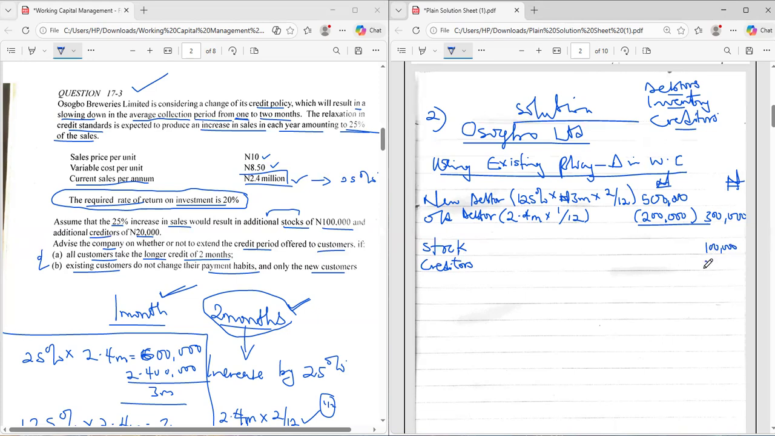So creditor is how much? 20K. What do we do to that 20K? What's the effect? So you put it in brackets. Are we good now? So give me the total: 300 plus 100 minus 20. What do you get? So that 380 is net investment in working capital.